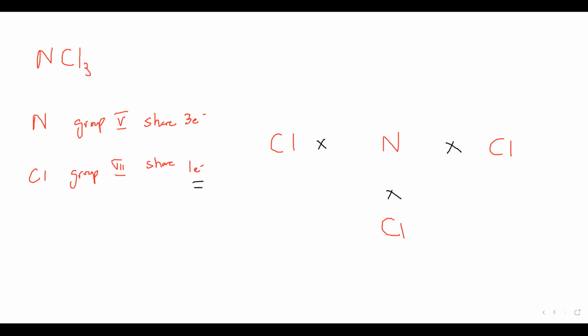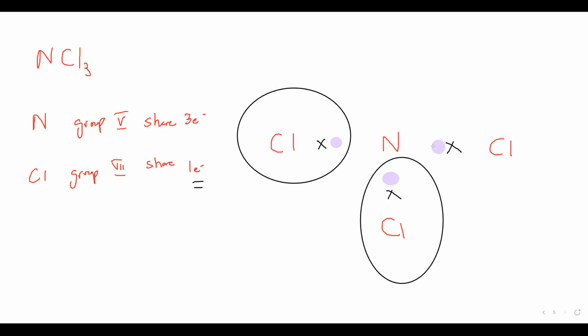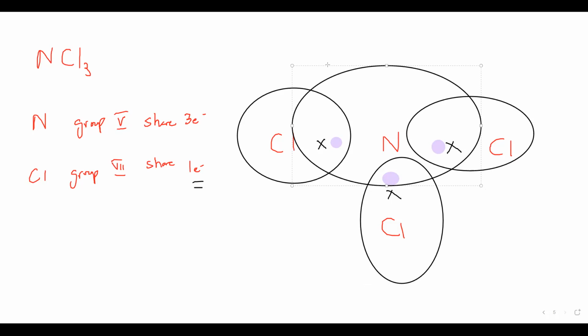So from that side, nitrogen can share 3 in total, but with each chlorine it shares 1 electron. So chlorine shares 1, nitrogen shares 1 from that side, but the total number of electrons which nitrogen is sharing is 3. Then we'll draw the circle for each atom. There are 4 atoms, so we have to draw 4 circles: 1, 2, 3, and the circle for nitrogen, that's the 4th one.